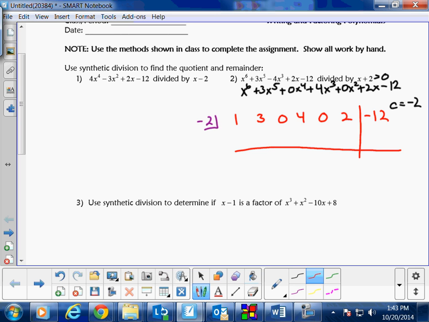Let's do this line and begin to do our math. 1 times negative 2 is negative 2. 1 again, negative 2, negative 2, negative 2 here, 4. I end up with 8, negative 2, 16, goes ahead and gives me negative 32, I get negative 30, and negative 2 times negative 30 is 60, so I'll end up getting 48.